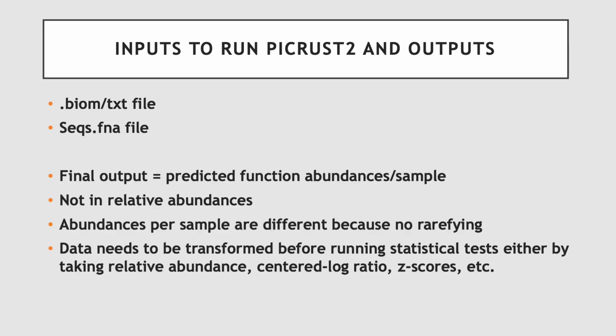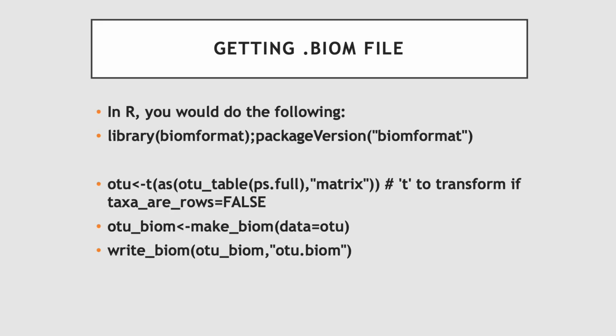So before we start PICRUSt2 from R. In R, if you've got biom format loaded, and you're using a phyloseq object, then you just take your OTU table from your phyloseq object, export it as a matrix, transform it into a biom table, and then export it as a biom table.